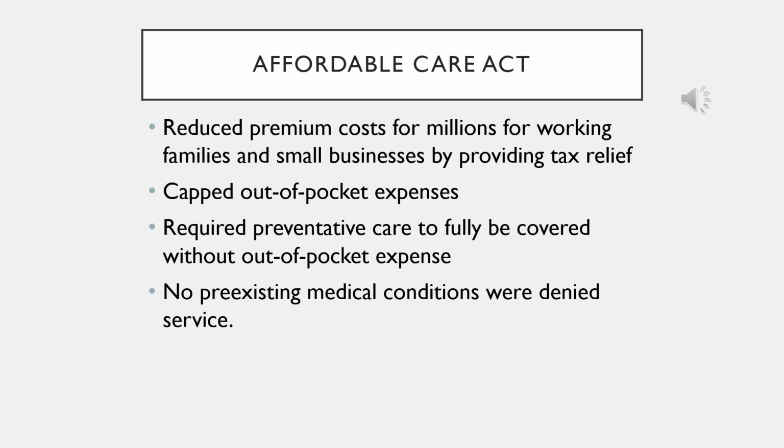The law provides consumers with subsidies, or a tax credit, that lowers costs for households with incomes between 100 and 400% of the federal poverty level. They also expanded the Medicaid program to cover all adults with income below 138% of the federal poverty level. They also capped out-of-pocket expenses. They required preventative care to be fully covered without any out-of-pocket expense.